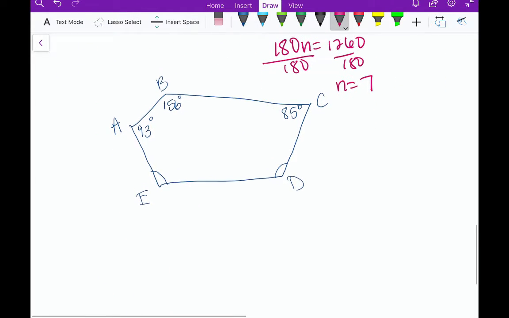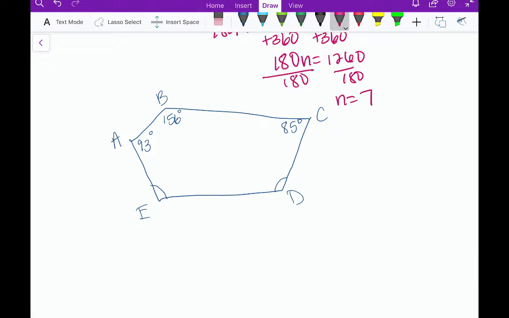Now in this problem, I have a polygon. It has 5 sides, so this is a pentagon. It's not a regular pentagon by any means, but it's a pentagon. And I need to find the measures of angles D and E. Well, I know I can find the sum of the interior angles. So I have 3 of the angles. These 2 angles are shown to be congruent. So if I called this X, then this would also be X.